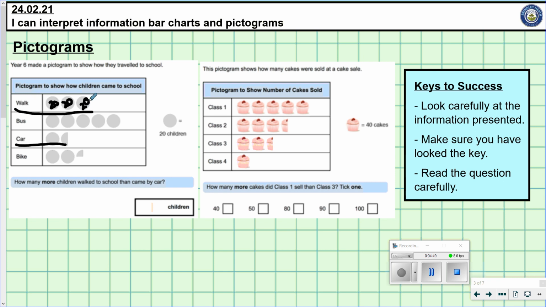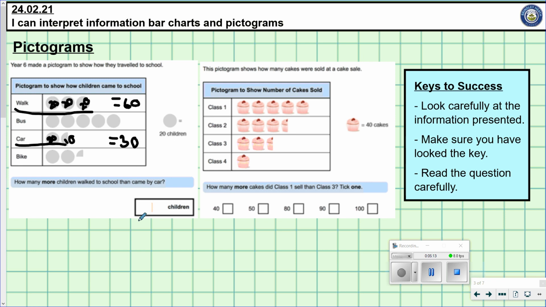So first of all, how many walked? Well, there's 60 children then that walked, aren't there? 20, 20, and 20 is 60. How many came in the car? Well, I've got one lot of 20 and then I've only got half a circle. Well, half a circle must be half of 20, so that one must be worth 10. So 20 and 10 tells me that 30 came in the car.